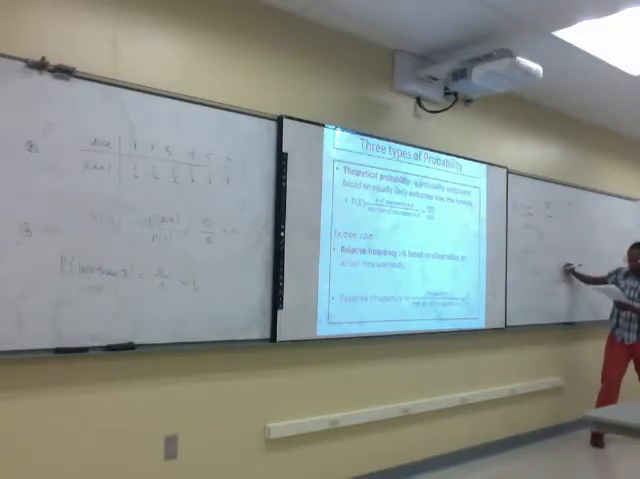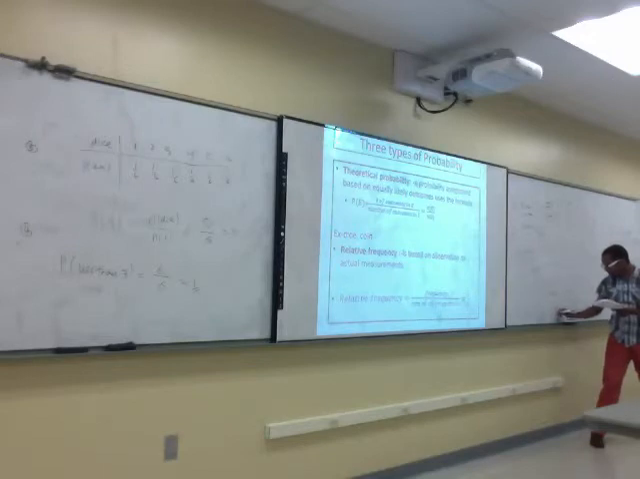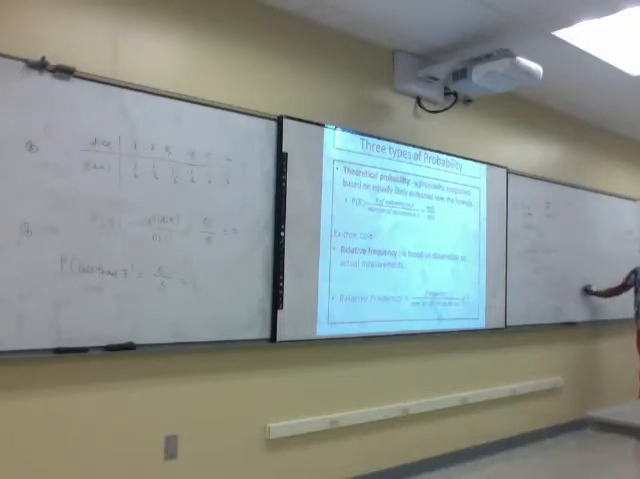So this will be 0.6, that will be 0.32, this is 0.08. And the sum of these events has to equal 1. So if you add these, that should equal 1.